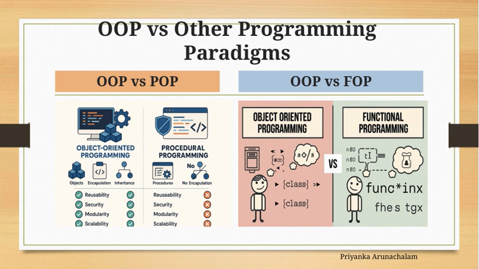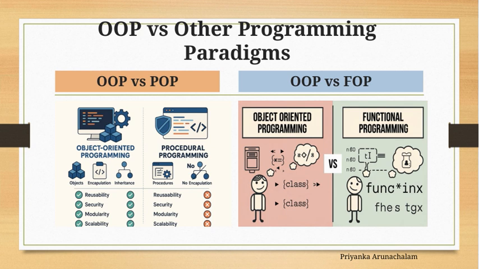In contrast, OOP organizes code around objects. Think of these as real-world entities that encapsulate data and behaviors. This makes it easier to manage complex systems, promote reusability, and improve maintainability.